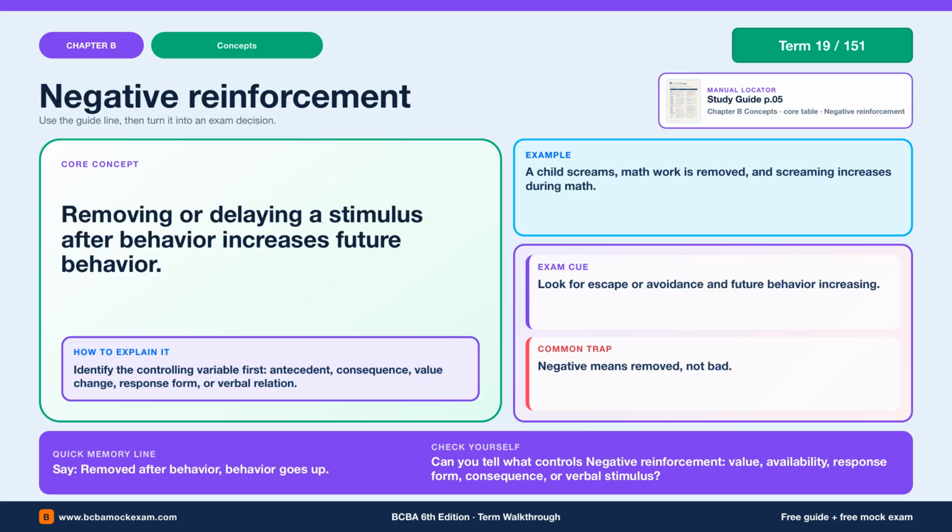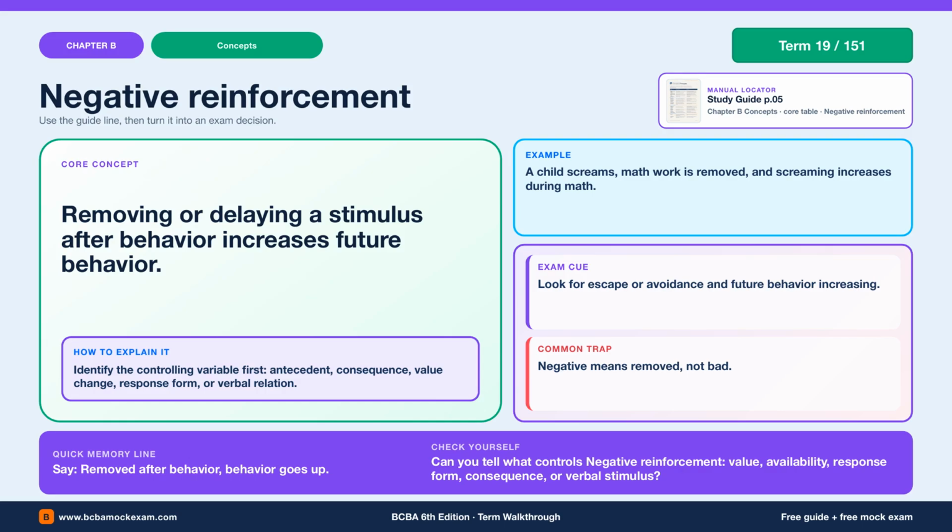Negative reinforcement. Negative reinforcement means a stimulus is removed or delayed after behavior, and future behavior increases. Negative means removed. It does not mean bad. For example, a child screams during math. The worksheet is removed. Screaming increases during math in the future. The exam cue is escape, avoidance, delay, or removal, plus future behavior increasing. The trap is confusing negative reinforcement with punishment because the word negative sounds unpleasant.